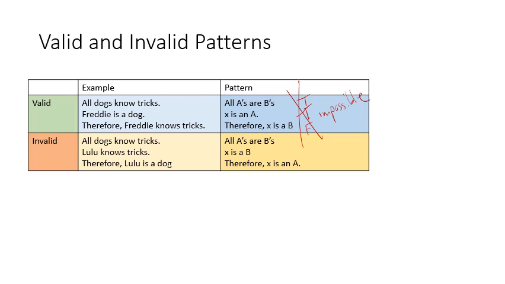But if you look down below at this invalid argument, first of all, it's an argument that's invalid, but it's invalid because it follows a pattern where true premises and a false conclusion is possible. So down here, it's possible for both of these premises to be true, but still have a false conclusion. So in English, we have all dogs know tricks. We have Lulu knows tricks, therefore Lulu is a dog. So again, assuming that those premises are true, it's possible that the conclusion is still false.